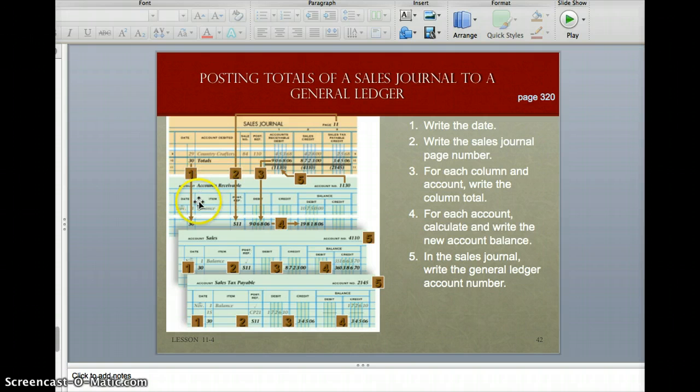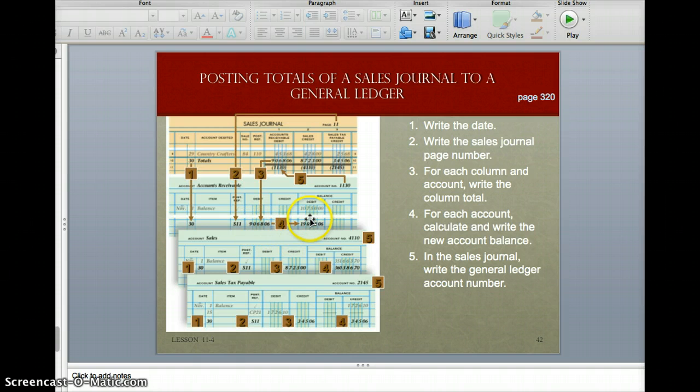First off, you're going to write the date, which is the 30th, and that'll be the same in all of them. You're going to write the sales journal page number, which is 11, so here you put S11 for sales journal. For each column account, for instance accounts receivable, you're going to write the column total. Accounts receivable in the sales journal is a debit, so you take this total right here, $9,068.06, and post it there.